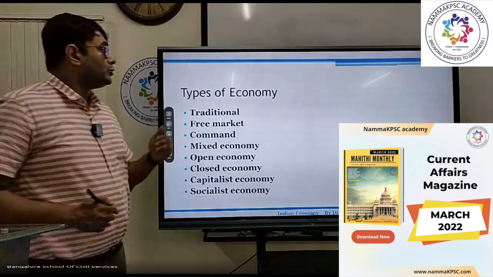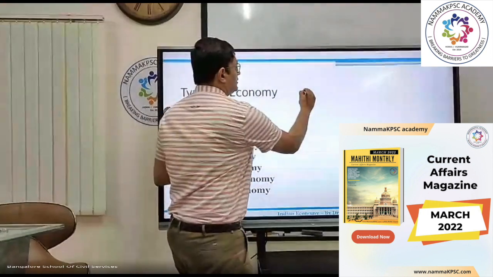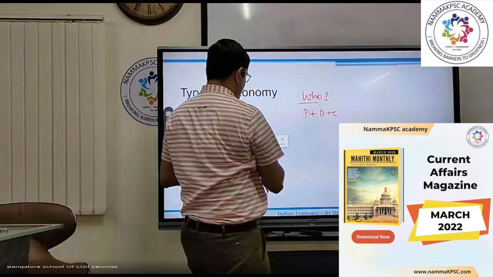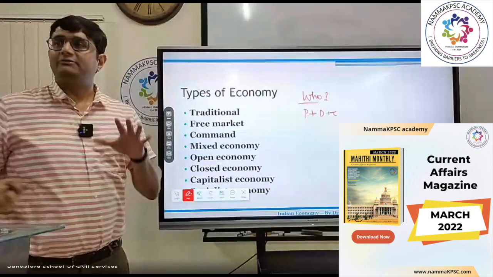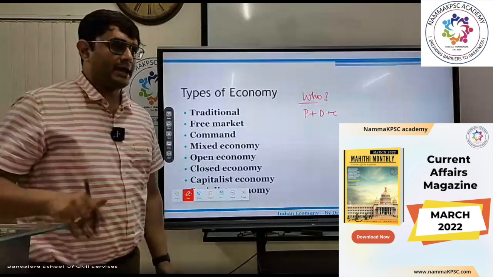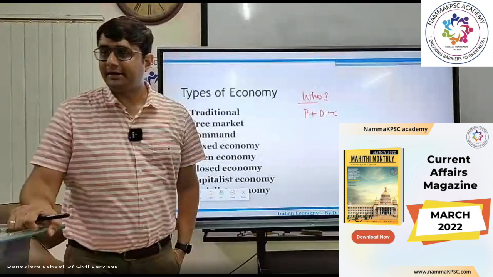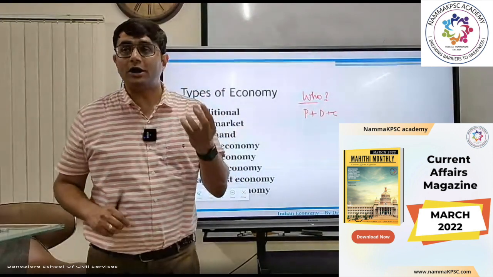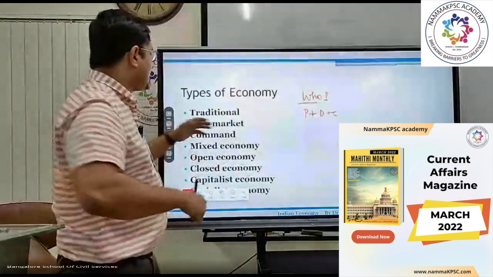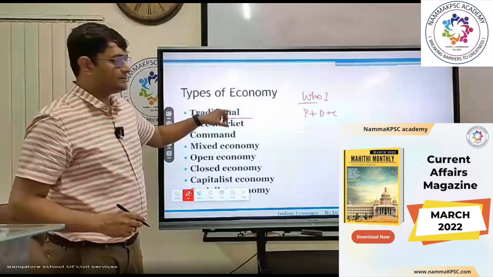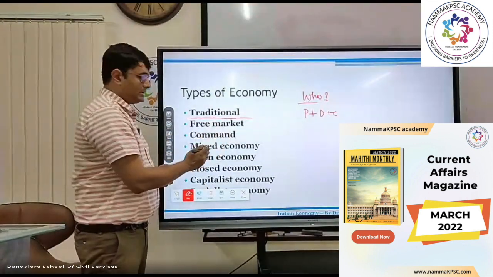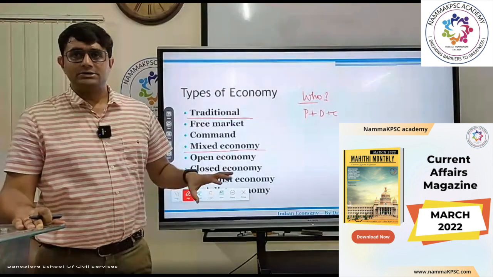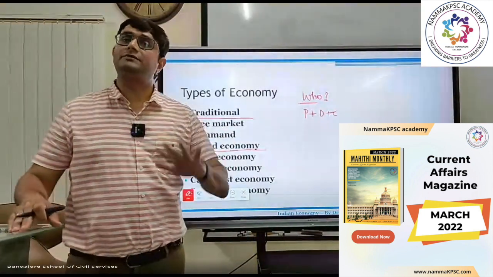Next, coming to the types of economy. Based on who takes these decisions of production, distribution, and consumption, or who controls them, we have different types of economy in the world. We can classify them as traditional, which I just mentioned, free market economy, command economy, or mixed economy. Okay, that's one way of classifying the economies of the world.